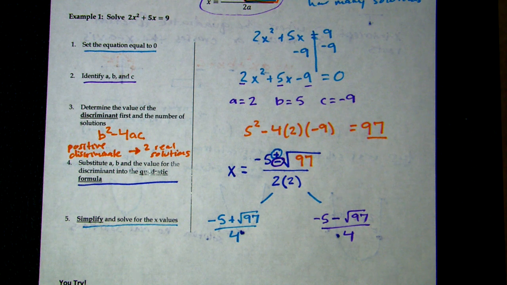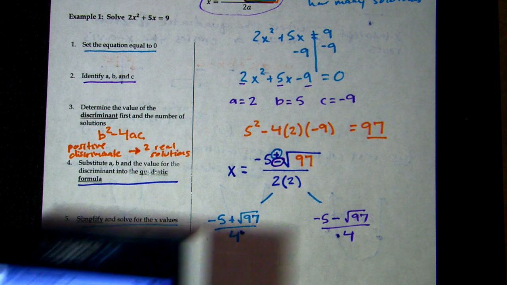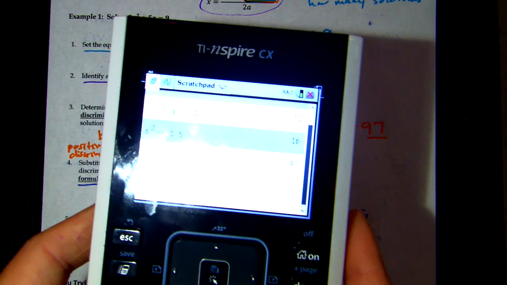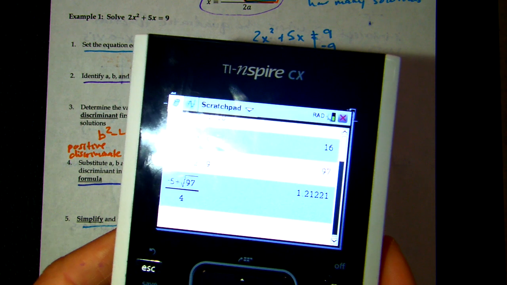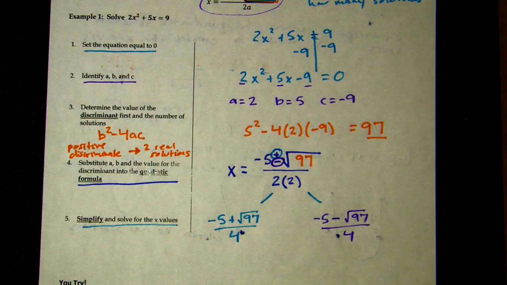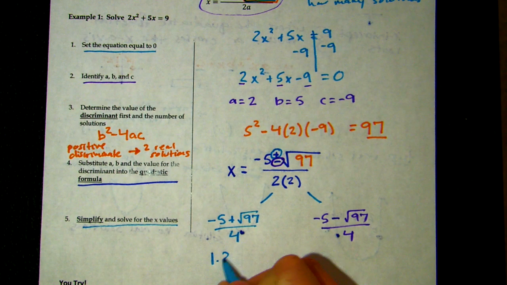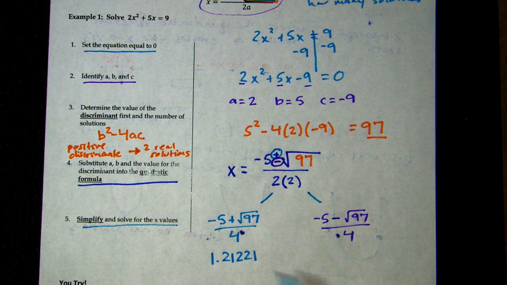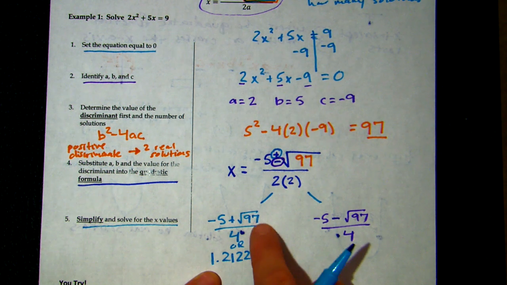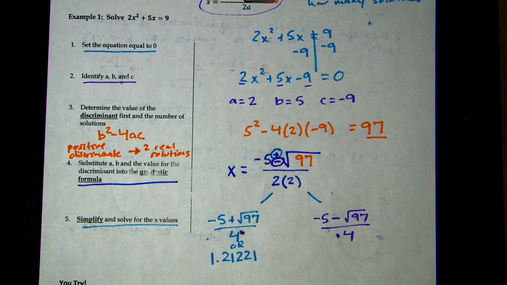You can also simplify them to decimals. So I could do negative 5 plus the square root of 97, all of that over 4. Press enter on my calculator and I should get 1.21221. Okay? Either of those are completely correct answers. You can leave it like this, or you can plug it into your calculator to get a decimal.